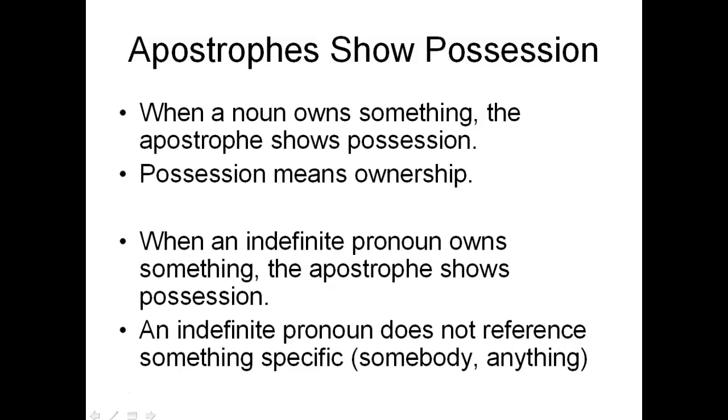Now, it doesn't just happen with nouns. It can also be with some indefinite pronouns. An indefinite pronoun can also own something, and the apostrophe can help to show that possession. And if you're unfamiliar with indefinite pronouns, they are pronouns that don't reference something specific. So they're words like somebody or anything. That's what an indefinite pronoun is, and those are a couple of examples.